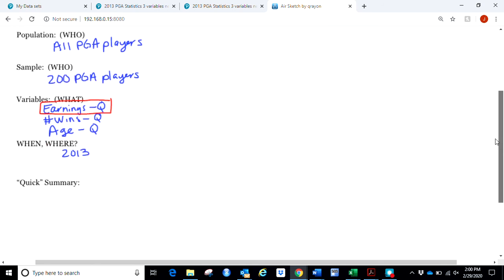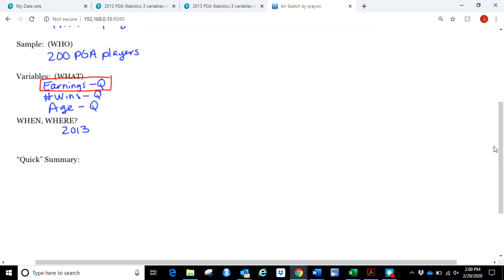The last thing I'm going to do here is a quick summary. So the things I'm going to look at when I summarize a quantitative variable is the shape of the graph, if there are any outliers, identifying them. I'm going to do center, which for that I'm going to do both mean and the median. And then finally I'm going to look at spread, and I'm going to look at spread through standard deviation. So those are going to be the four things that we're going to use.